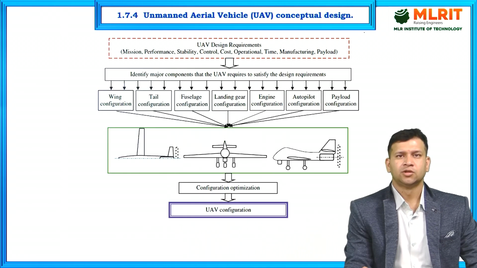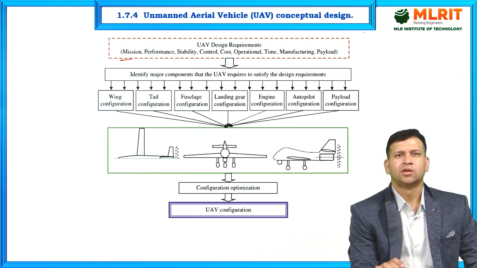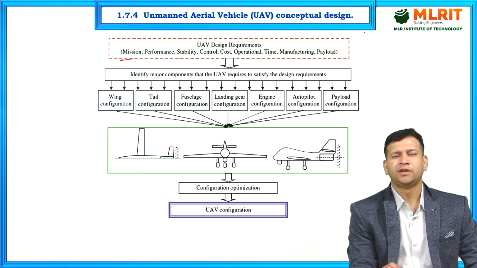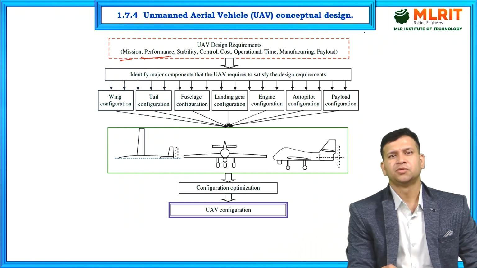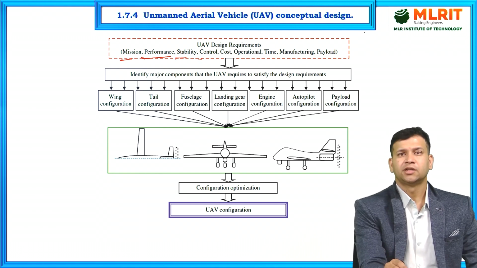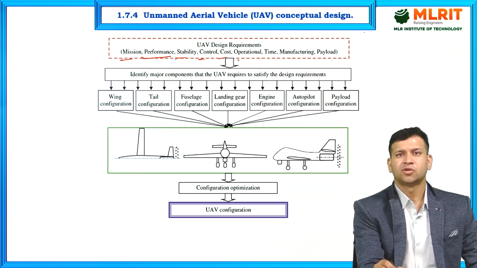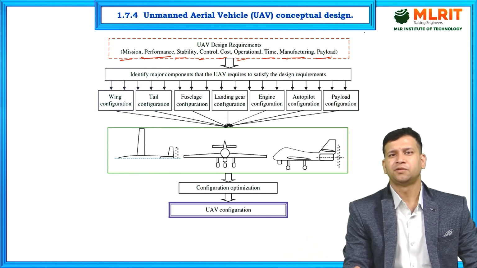So basically, the UAV design requirements are: what is the mission? What kind of mission is your unmanned air vehicle supposed to take? What performance measures do you want? What kind of performance are you expecting from the unmanned air vehicle? Stability, control, cost, operational time. What is the manufacturing period? What kind of payloads is it going to accommodate in the fuselage?